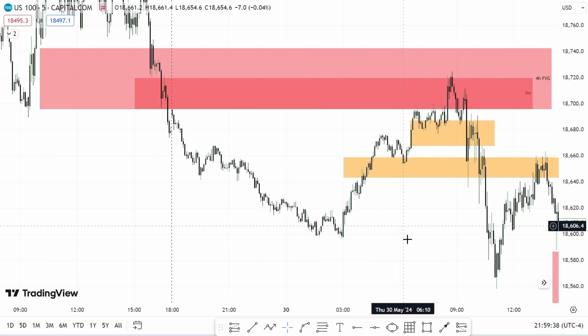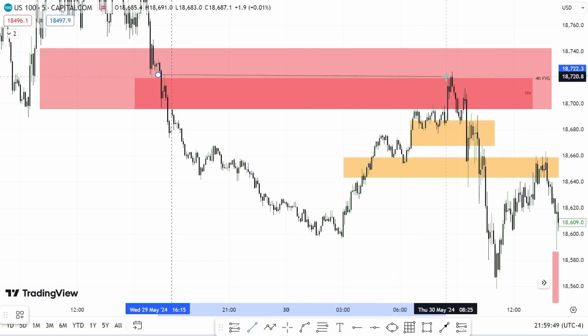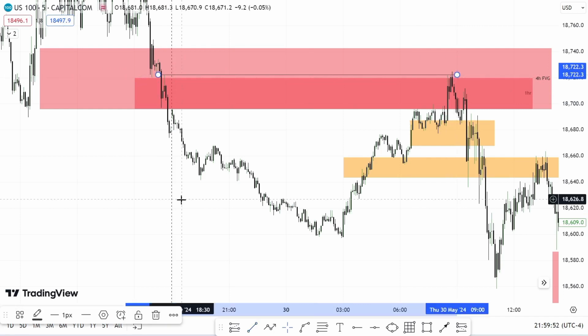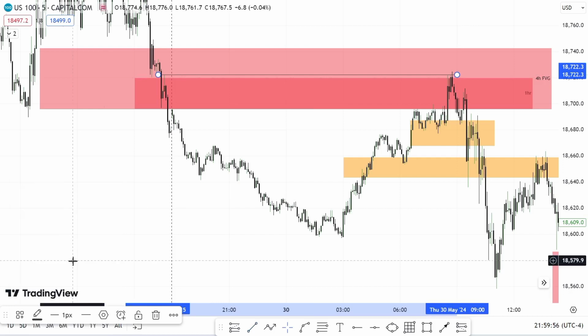Now you can literally see a whole lot here from the 5 minute time frame. So we've seen that this buy side right here has been taken very sharply. Seeing how that buy side liquidity there has been taken.